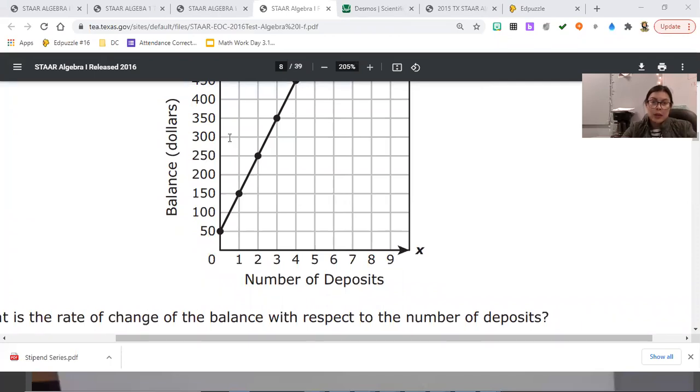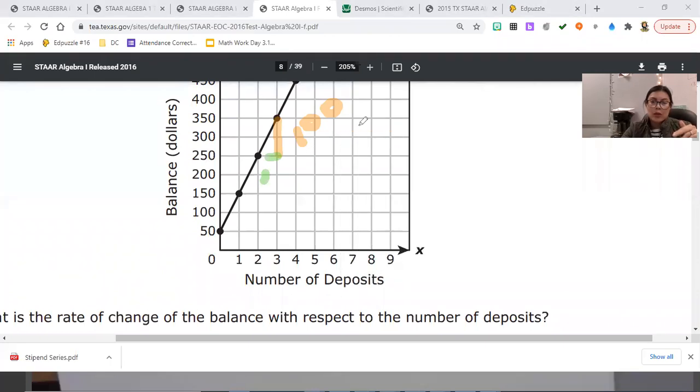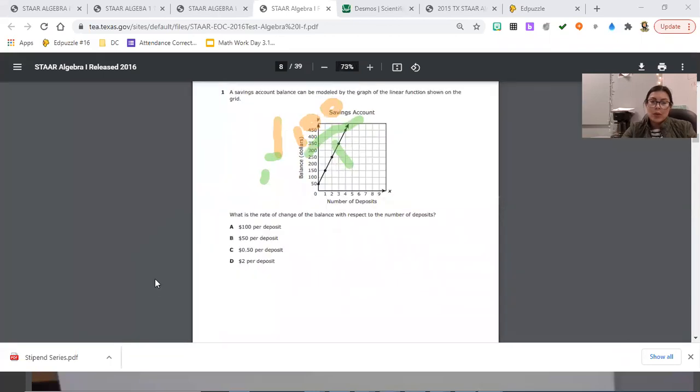So the rise right here, it goes from 250 to 350, so that's 100. The difference in that is 100 over the run, which is just 1, because it goes from 2 to 3, so it's just 1. So it's 100 over 1. And that reduces to 100. 100 divided by 1 is 100. So that would be what I would get for this one.